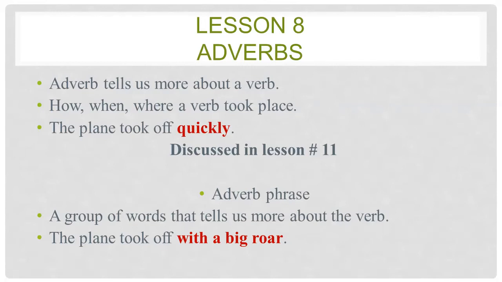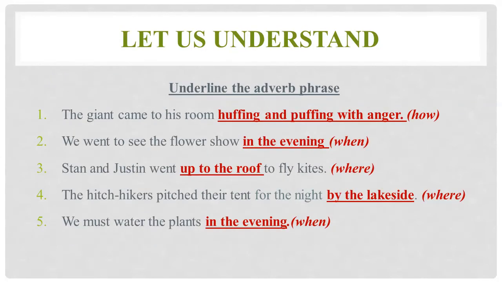Let us understand from our exercises. Underline the adverb phrases in the exercise. Let us understand. The giant came to his room, huffing and puffing with anger. We will find the answers to 3 questions: how, when, and where an action took place. So in the first question, the giant came to his room. How did he come to his room? Huffing and puffing with anger. This is an adverb phrase.